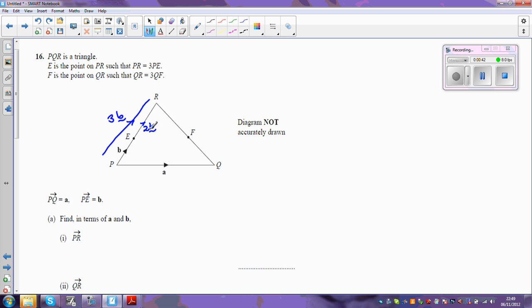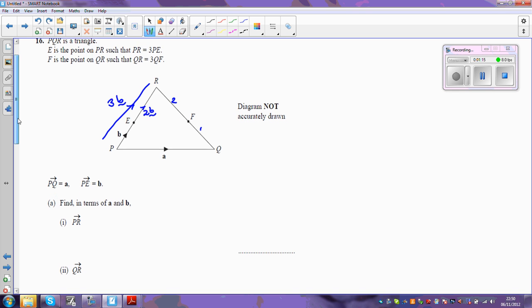Okay. They also tell us that here is the vector A, and they tell us that F is the point on QR. So there's F, and here's QR, so the distance from Q to R is 3 times the distance from Q to F. So in other words, the distance all the way from there to there is 3 times the distance from there to there. So if you like, the ratio of this little bit to this little bit is actually 1 to 2. Be careful here. It's 1 from there to there, 3 from there to there.